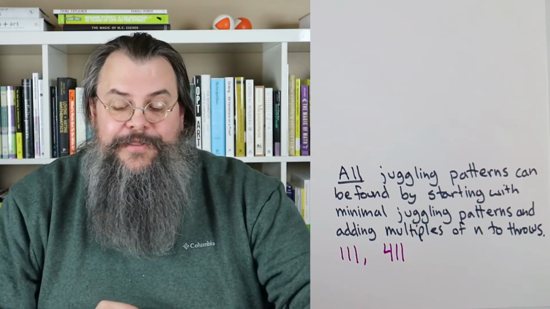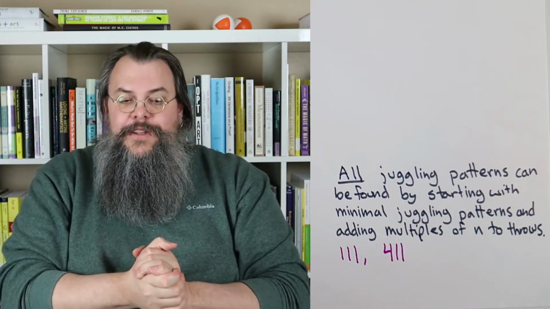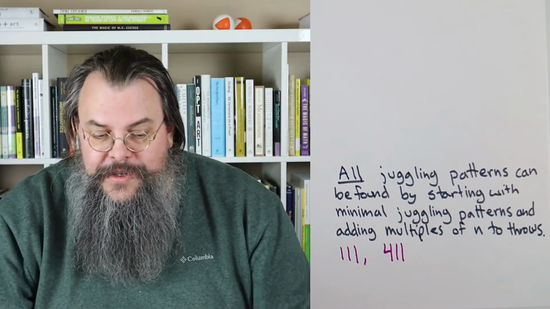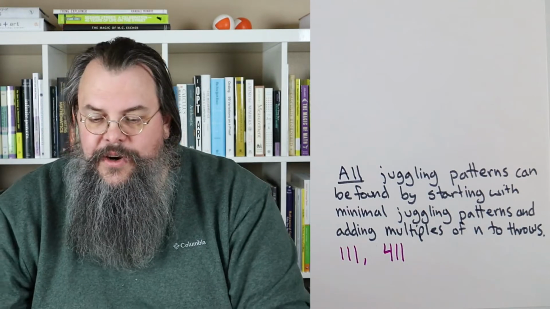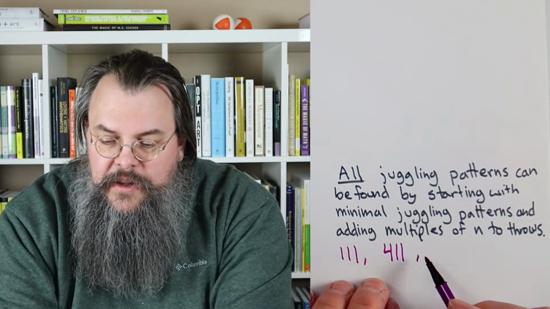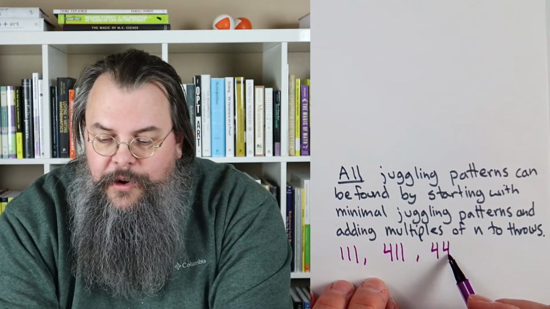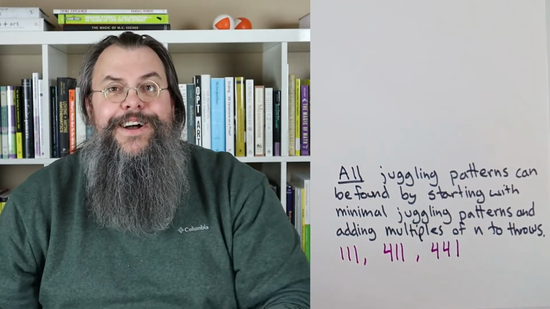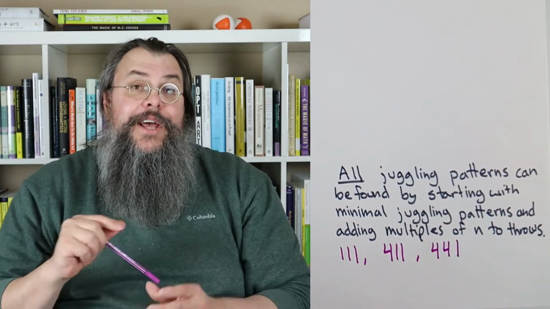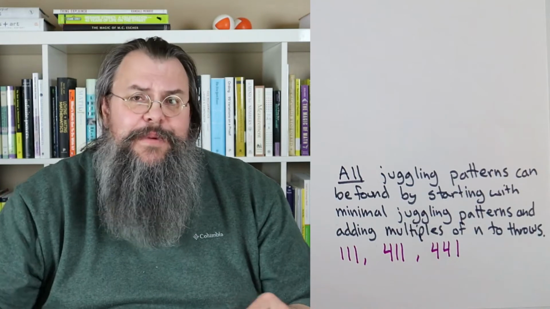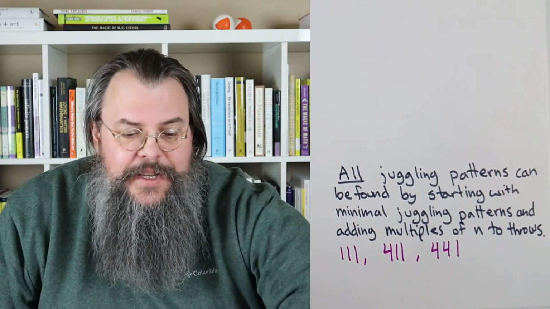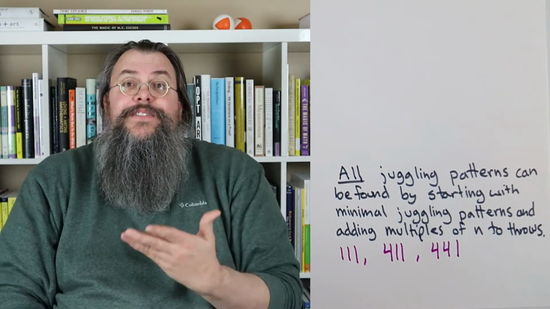Let's add another multiple of n. Okay, well, let's add it to the next throw. So we'll put it into the middle. 4, 4, 1. All right. Now, this is an important pattern. We've mentioned it before, but look at how easy it was for us to find it.